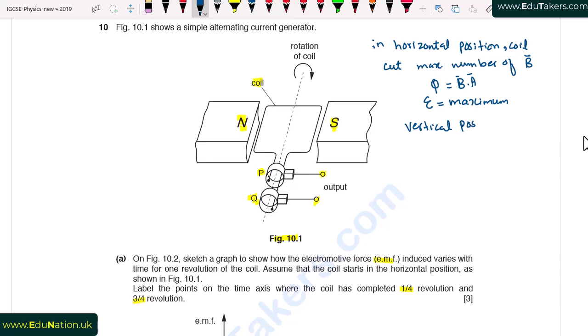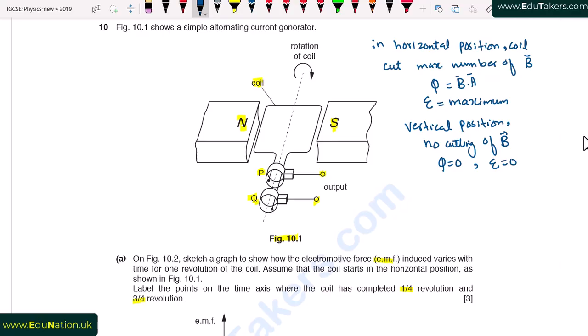Second thing is that when 1/4th rotation completes, then this coil comes in vertical position. And in vertical position, the coil cuts no magnetic lines of force. That's why the flux will be equal to 0 and the EMF will be minimum. So I write here no cutting of magnetic field lines, that is represented by B, so that the flux is equal to 0. As a result, EMF is also equal to 0.